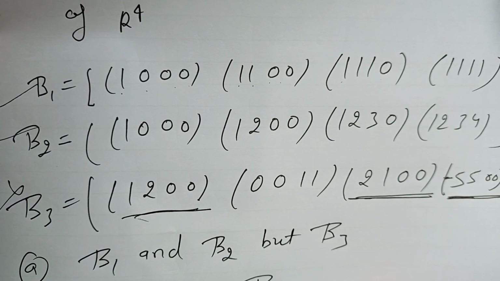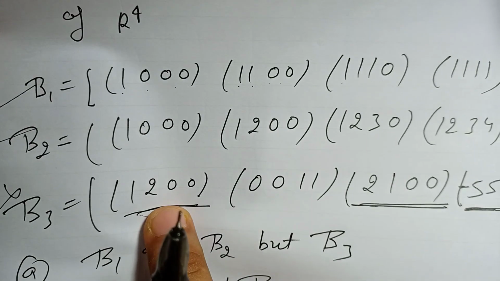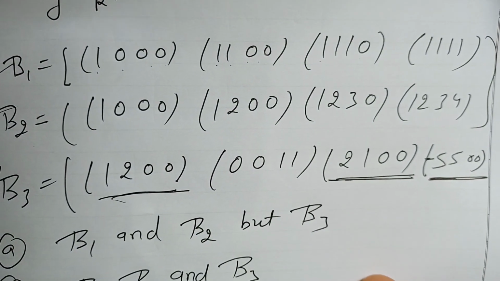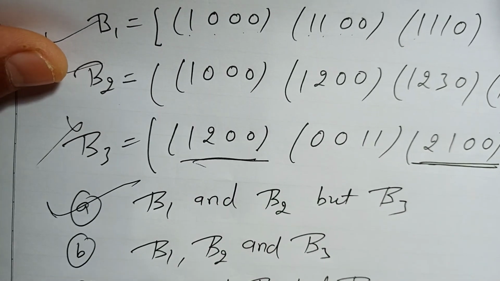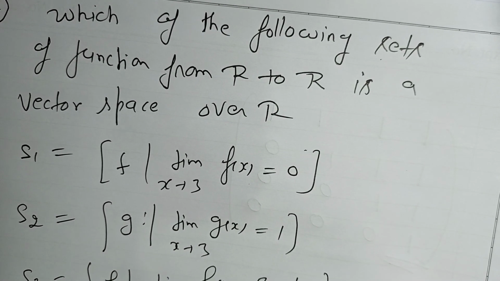B1 and B2 are in row echelon form, but in B3, the first, third and fourth elements are dependent. So here B1 and B2 form the basis but not B3. Fine, this is the answer. The next question: which of the following sets of functions from R to R is a vector space over R?